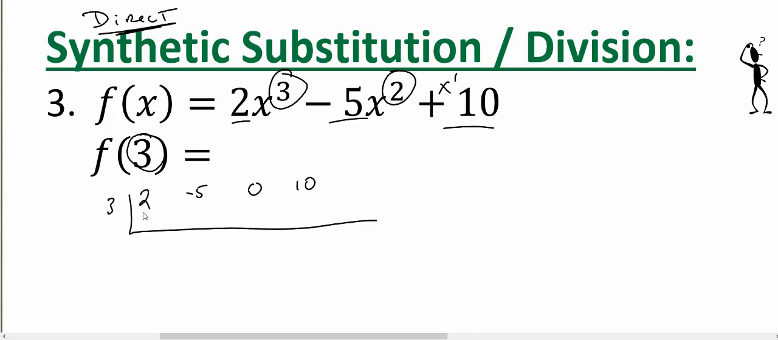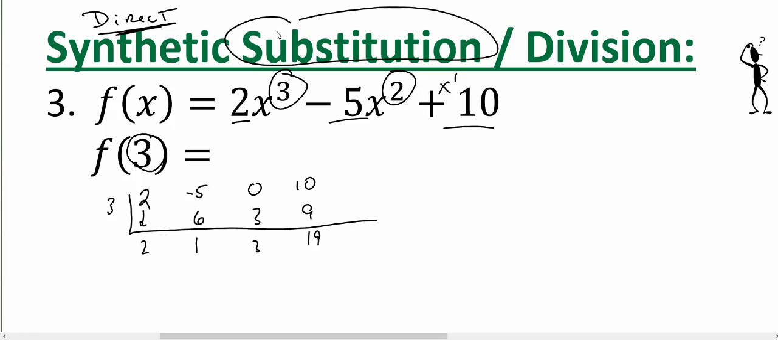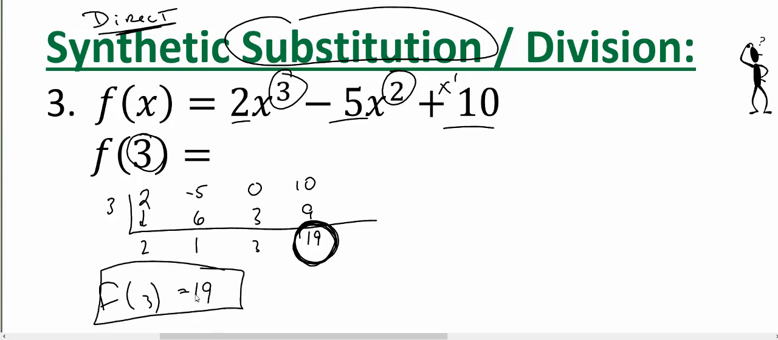Here's the rule. We drop the first one like it's hot. We multiply the number over here times the bottom number to get the next number. 3 times 2 is 6. We add. Multiply, add, multiply, add. So now, with synthetic substitution, whatever the last number is, that's your answer. So f of 3 equals 19. Okay, f of 3 equals 19.